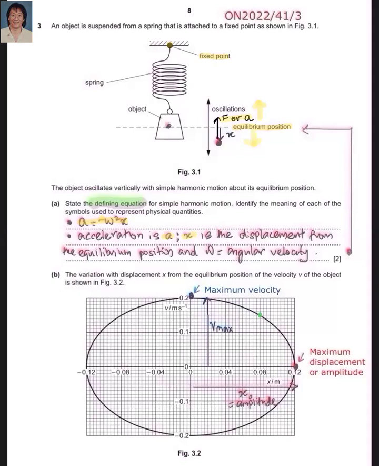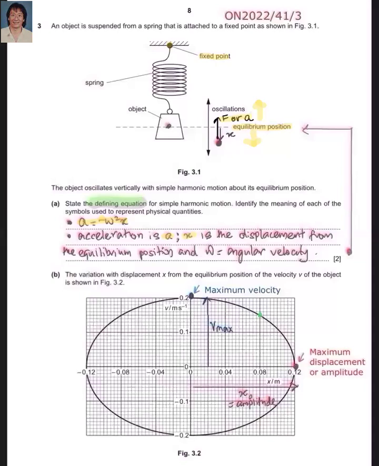Then in part B, the variation with displacement x from the equilibrium position of the velocity v of the object is shown in figure 3.2. This is a graph. The vertical axis represents the velocity and the horizontal axis represents the displacement. This is the velocity displacement graph.